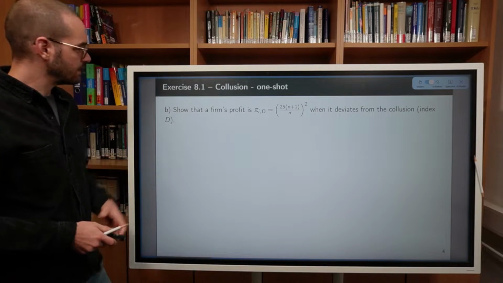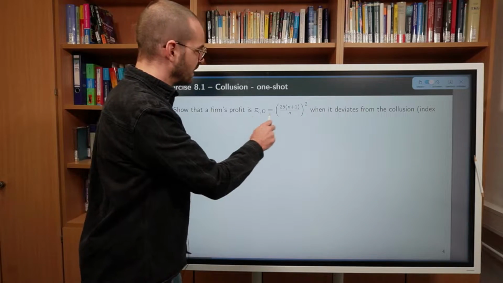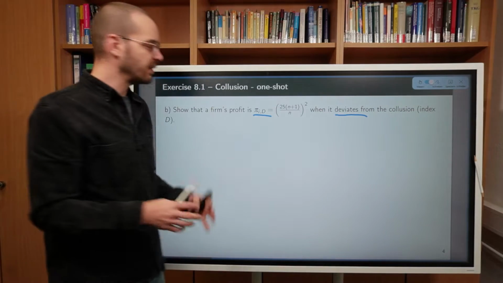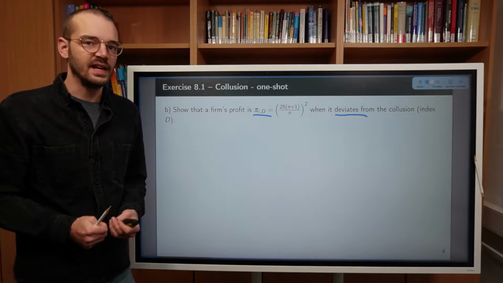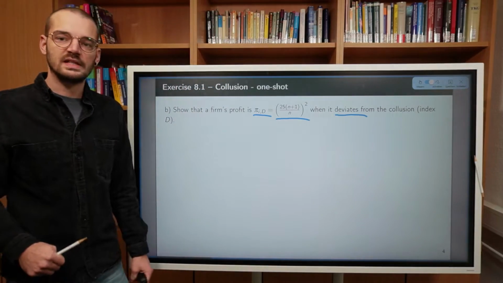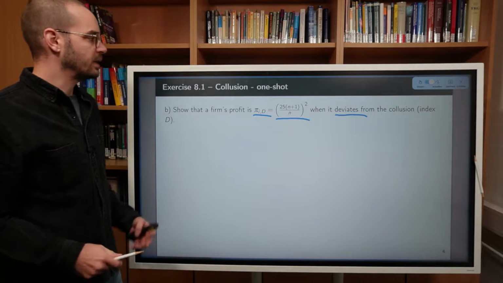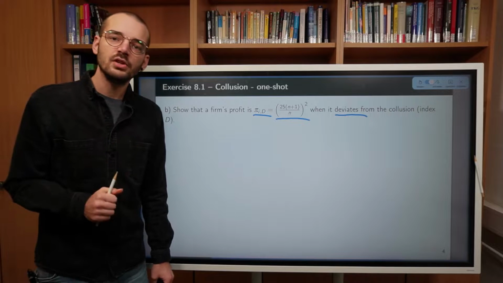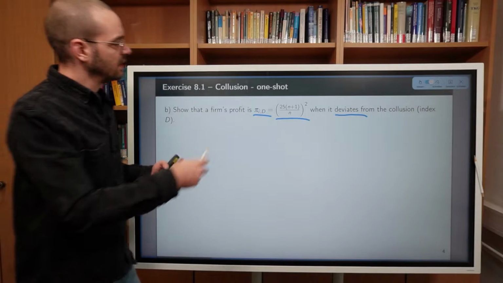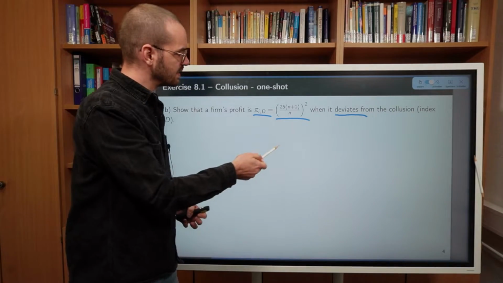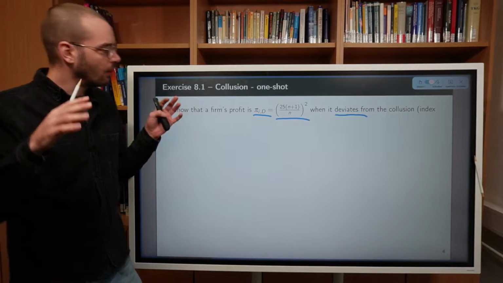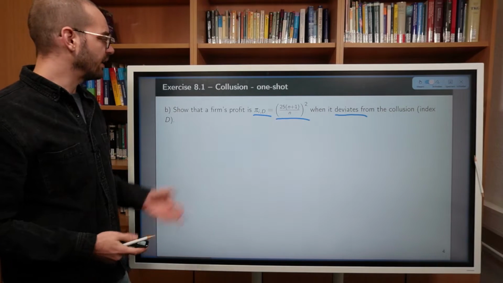All right, in the next step, we are asked to show that the firm's profit in the case of deviation from this collusion is π_i^dd, d for deviation. The formula for the result is already given, just as it was in the previous task. So we are asked to show that the profit of the individual firm, if it deviates from the collusive behavior, reads 25 multiplied with (n+1), all divided by n, all squared.